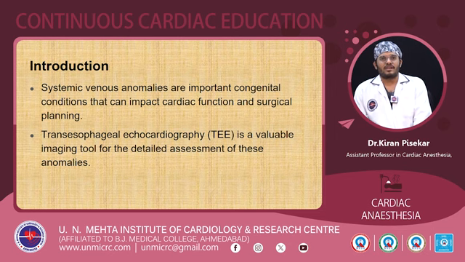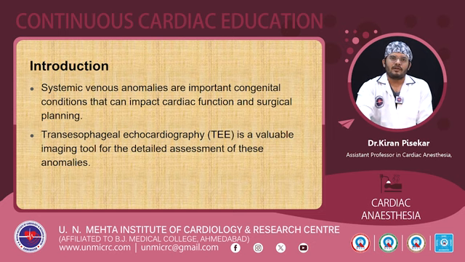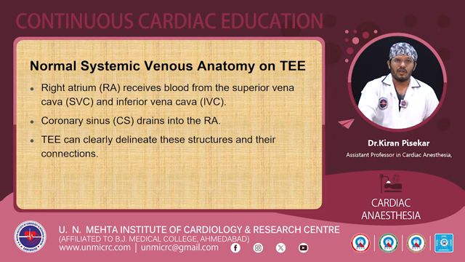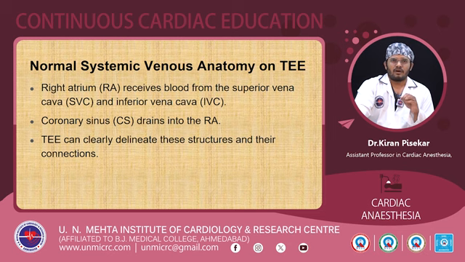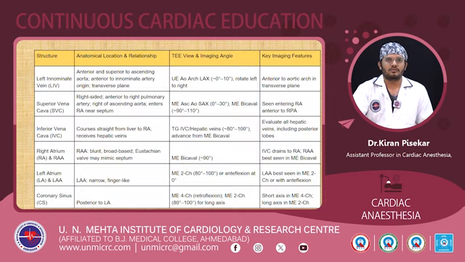Systemic venous anomalies are important congenital conditions that can impact cardiac function and surgical planning. TEE is a valuable imaging tool for the detailed assessment of these anomalies. We'll understand the normal systemic venous anatomy on TEE. We have the right atrium, which receives blood from the superior vena cava and inferior vena cava. The coronary sinus drains into the right atrium. TEE can clearly delineate these structures and their connection.